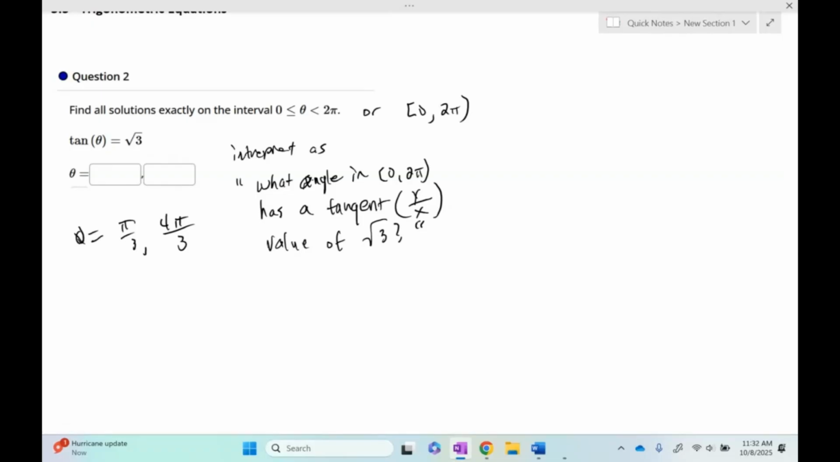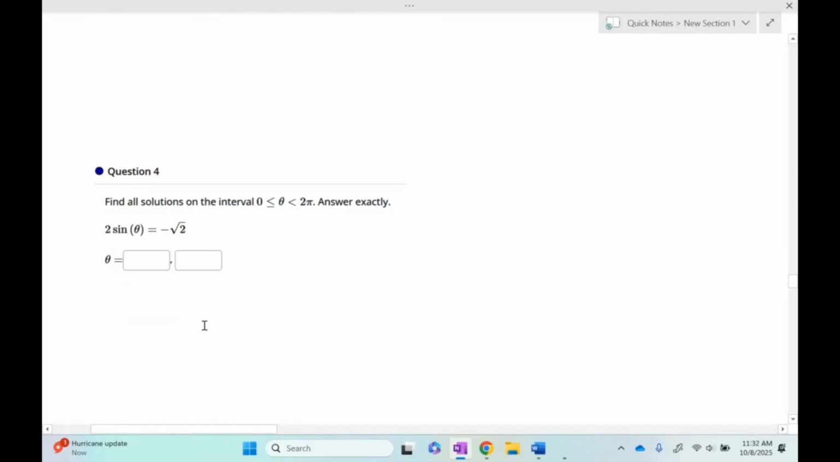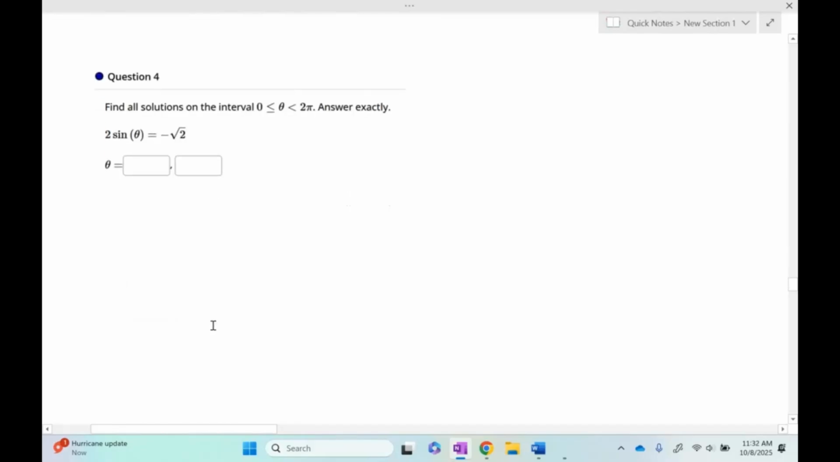Now you're going to notice sometimes there are 2 answers, sometimes there's 1 answer, sometimes there's 4 answers. But they give you a hint on how many answers you can have. All right, any questions about this first example? Pretty straightforward, right? All right, let's look at question number 4.